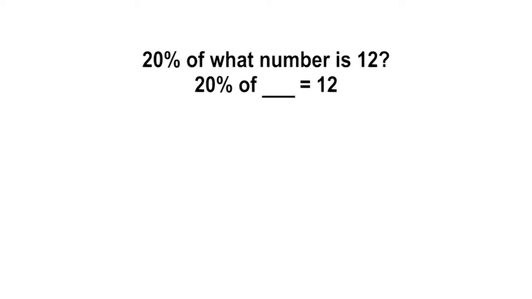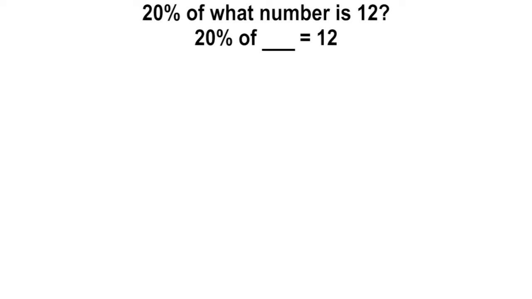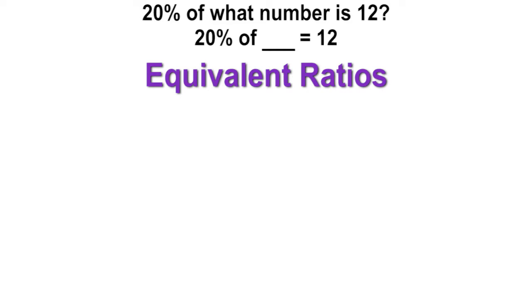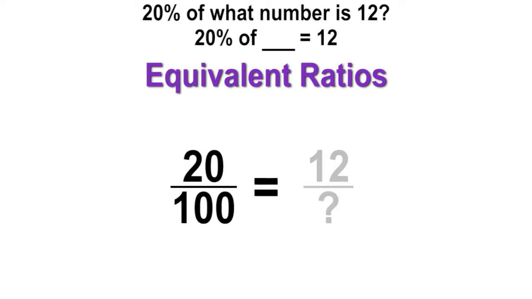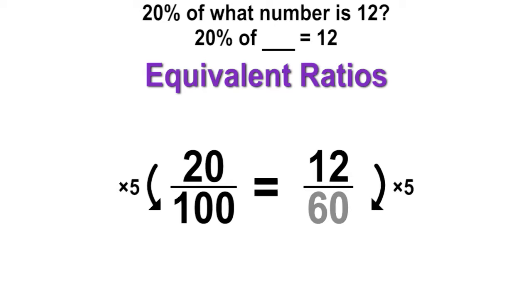Let's look at some possible strategies that students might use to help find a solution. Strategy 1, equivalent ratios. 20% means 20 out of 100, or 20 to 100. An equivalent ratio would be 12 to the unknown whole. 20 is multiplied by a factor of 5 to equal 100. That means that 12 would need to be multiplied by a factor of 5 to find the whole. 12 times 5 equals 60. Therefore, 20% of 60 equals 12.